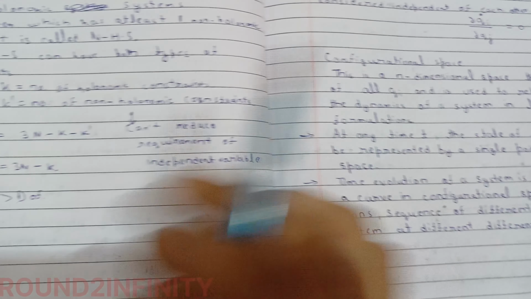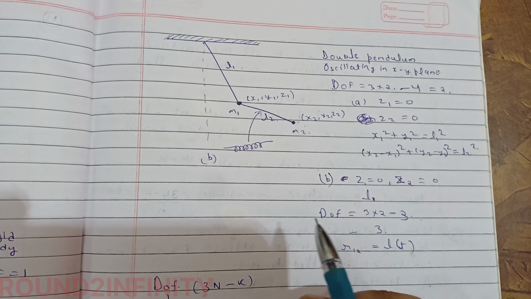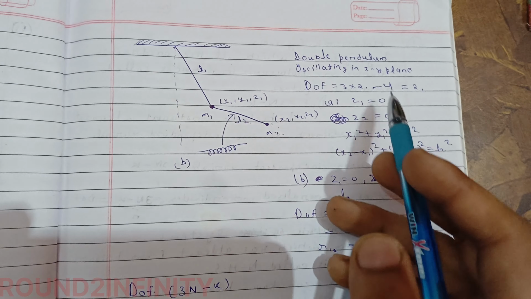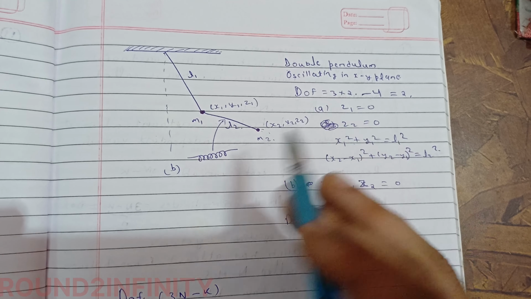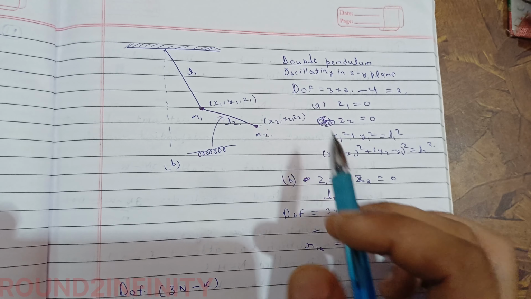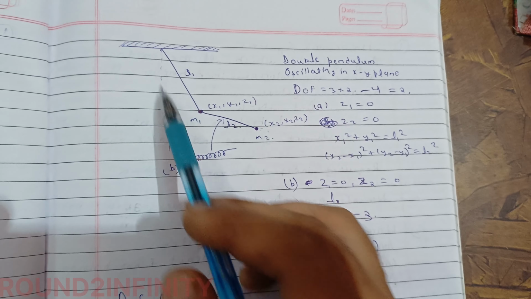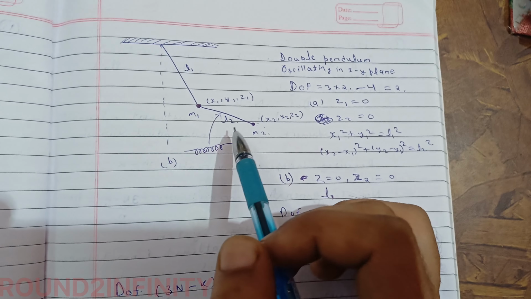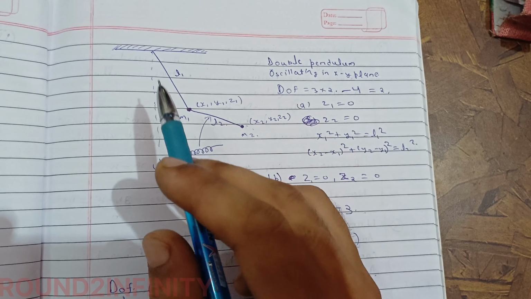Now see, let's see an example. Here we get these 2 degrees of freedom, so only a 2 dimensional space we require. So at any time we just require a single point which will describe the motion of the whole system, because we know only 2 degrees of freedom, meaning only 2 coordinates are required to describe the system.